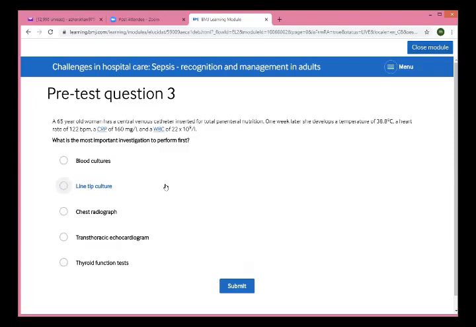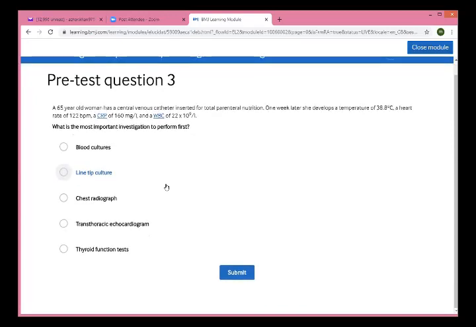Okay, a 65-year-old woman has a central venous catheter inserted for parenteral nutrition. She is having a fever, is tachycardic, and white cell count and CRP are quite high. What is the most important investigation you will perform first? Blood cultures, line tip cultures. First of all, you do the blood cultures. Chest X-ray, you would probably do all of these apart from thyroid. But the first important thing is the blood culture. So remember, in sepsis, the blood culture is so important.